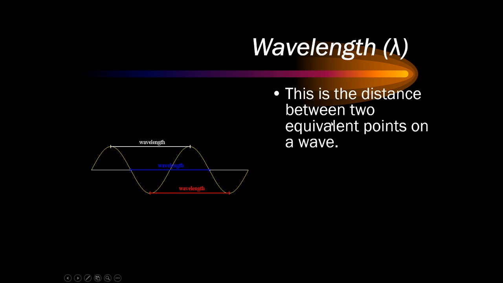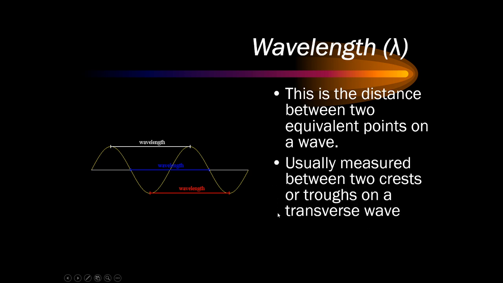And it's the distance between two equivalent points on a wave. Now, for your sake, I would definitely suggest you just focus on either the crests or the troughs, because it's very easy to get confused. If you say when it hits the midpoint, well, it hits the midpoint right here as well, but that's not a wavelength. That would be half of a wavelength. So do either crest to crest or trough to trough, and that's probably the best way to measure a wavelength.